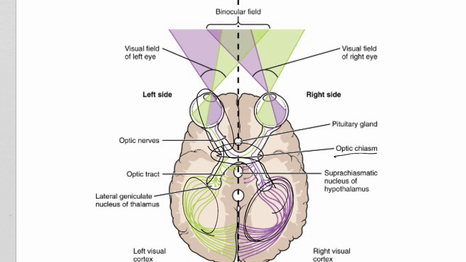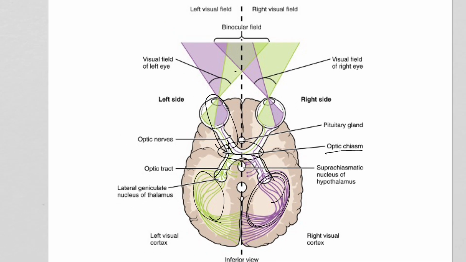Okay? And so for that reason, if you see something in your central field of view, it will very much go to both halves of the brain at the same time. It's only going to be one side if you're seeing something way out here in your peripheral vision that's only seen by one eye.